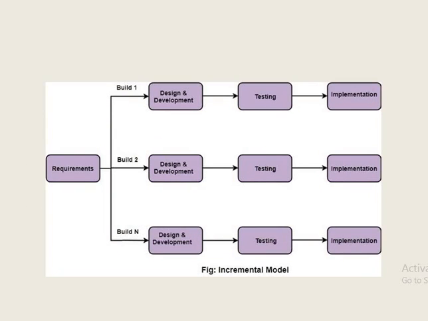So this is the representation of the incremental model. Here you can see the requirement phase is the crucial phase, which plays a very important role in software process development. Based on these requirements, it is divided into different modules, and each of these modules can be considered as build 1, build 2, etc., build n. Every build or module will pass through the rest of the phases in the software development life cycle, that is design and development, testing and implementation.